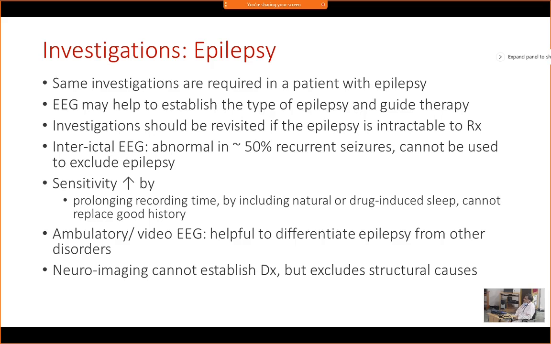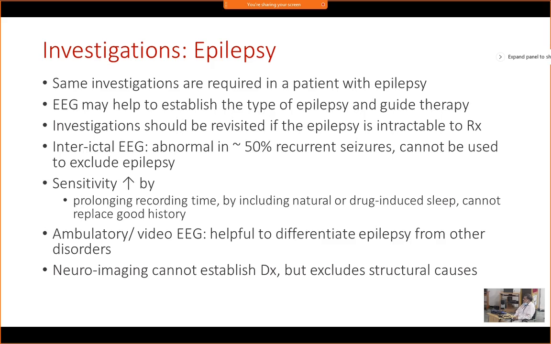You can increase the sensitivity to detect epilepsy by an EEG by increasing the recording time, by including natural or drug-induced sleep, because during sleep, if it occurs, it is very likely to be epilepsy. But nevertheless, history is much superior to getting it done by an EEG. There are other means of EEGs. One is ambulatory EEG, like the ambulatory ECG you do for cardiology, or a video EEG, which are helpful to differentiate epilepsy from other disorders.